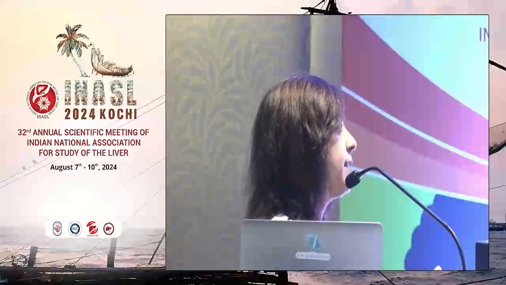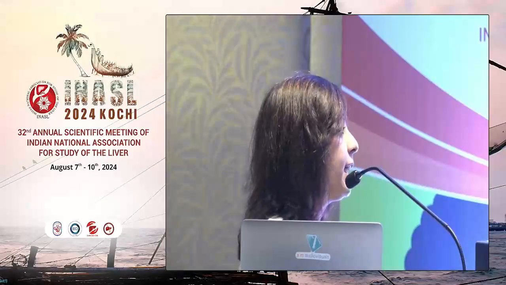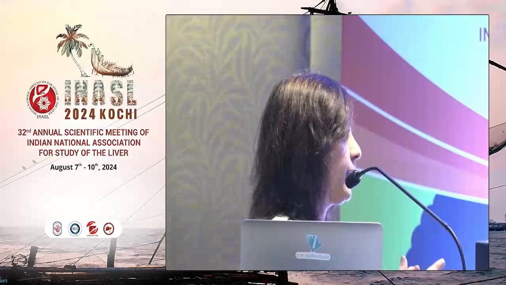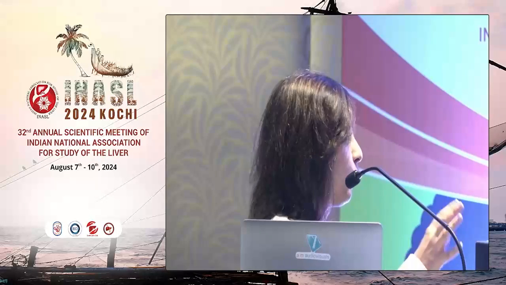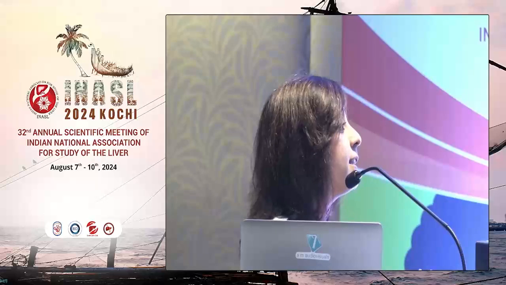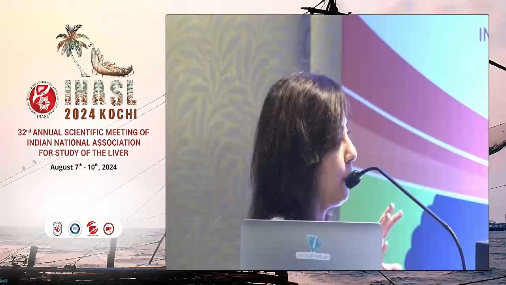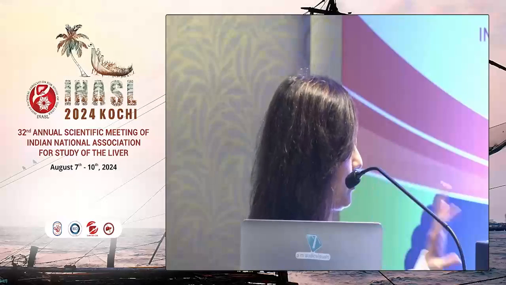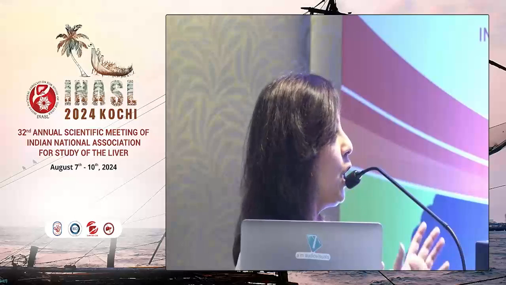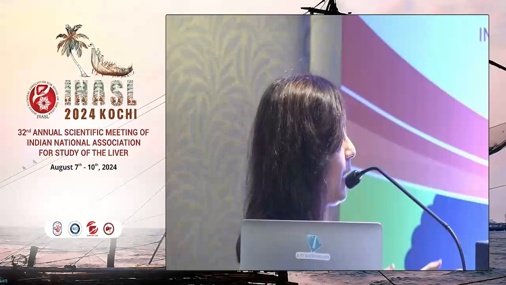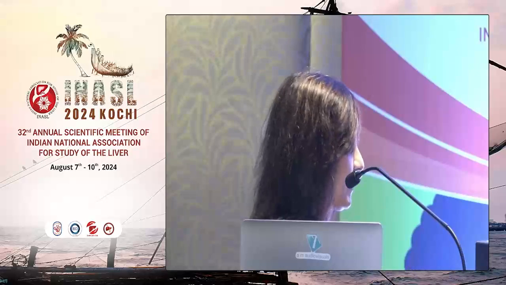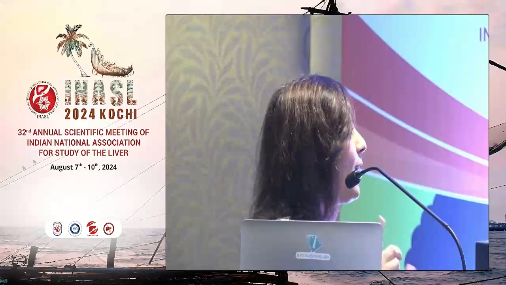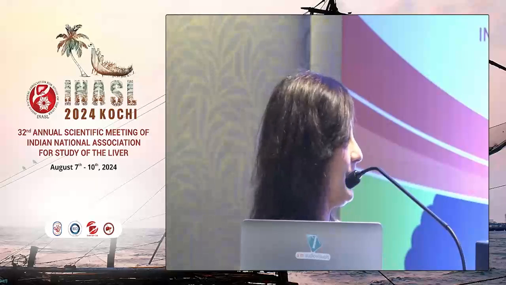So this is one setting where we do IHCs. The second setting is when you're trying to make a diagnosis of HCC versus other mimics. Then you have a whole panel depending upon what your differentials are. And the third setting is when you are trying to distinguish between a metastatic adenocarcinoma versus intrahepatic cholangiocarcinoma and an HCC. So these are the three different settings where IHCs have to be used based on what is the clinical setting, what is the slide showing. So there is no one marker solution for HCC.